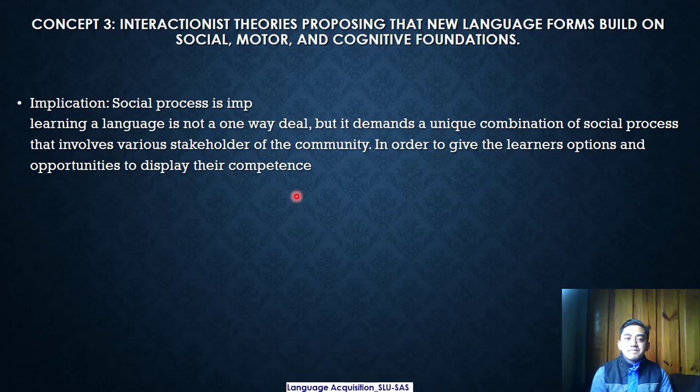For concept number three, interactionist theories propose that new language forms build on social, motor, and cognitive foundations. Social means that students have to be engaged in a communicative manner. They should be engaged socially, not only inside the room. It begins from the room, and then a bigger picture. The scope of their exposure should not only dwell on school, but also the outside world and outside their family.